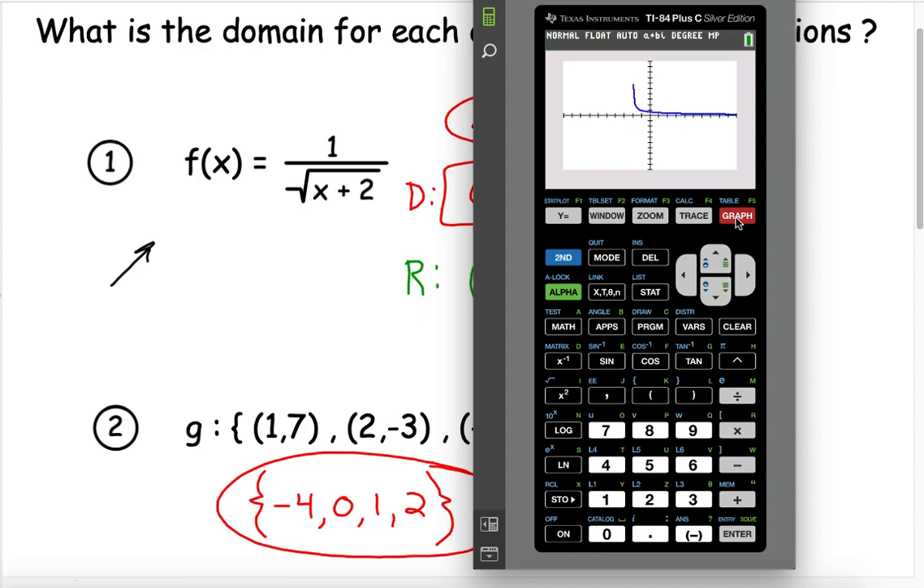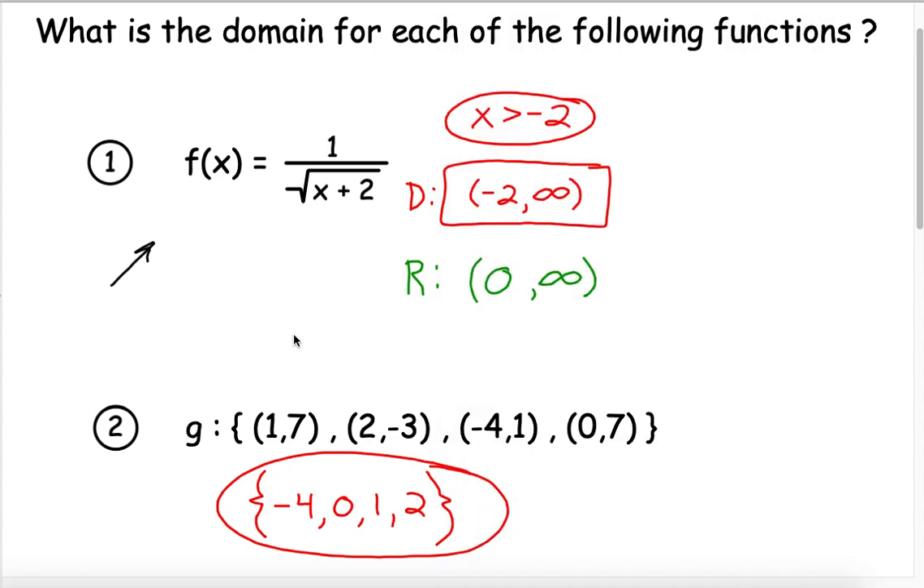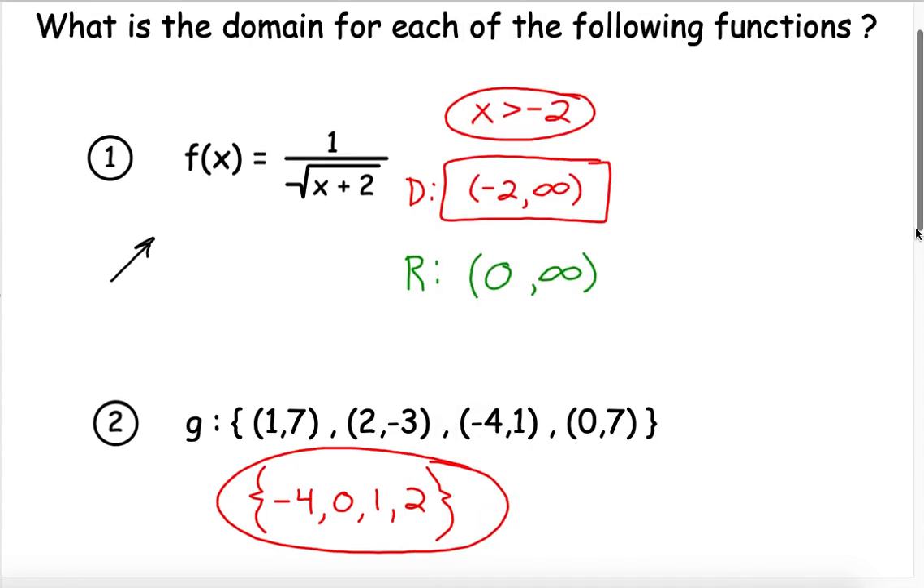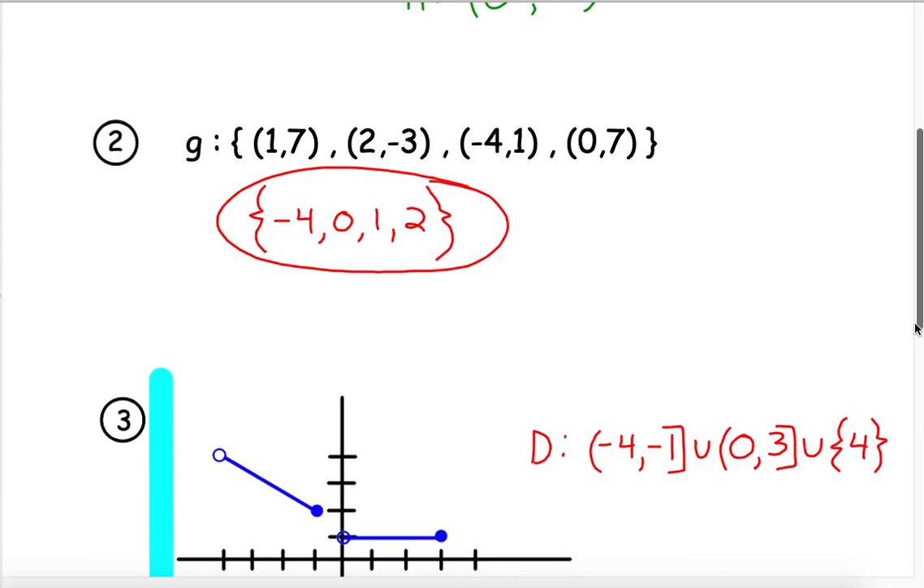Now there's limitations on how high this graph will go on the picture, but we know from analyzing it that it just keeps going up and up and up and up. And there's actually a vertical asymptote at x equal -2. But that's more for later.